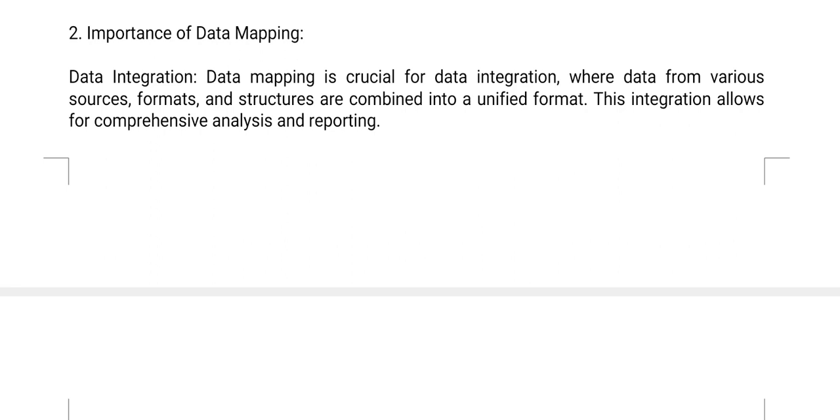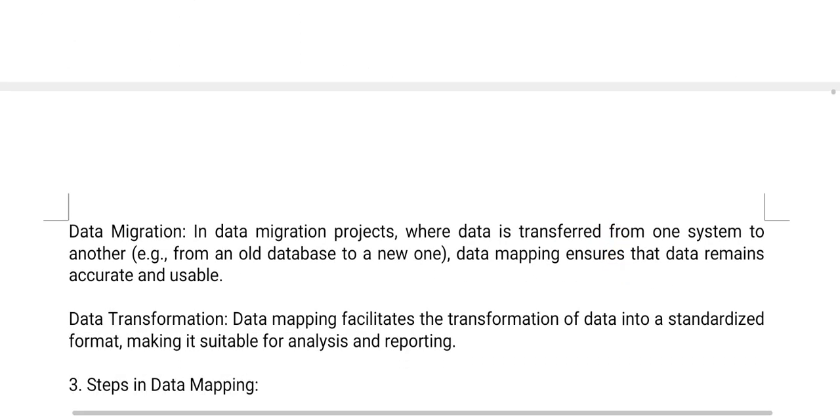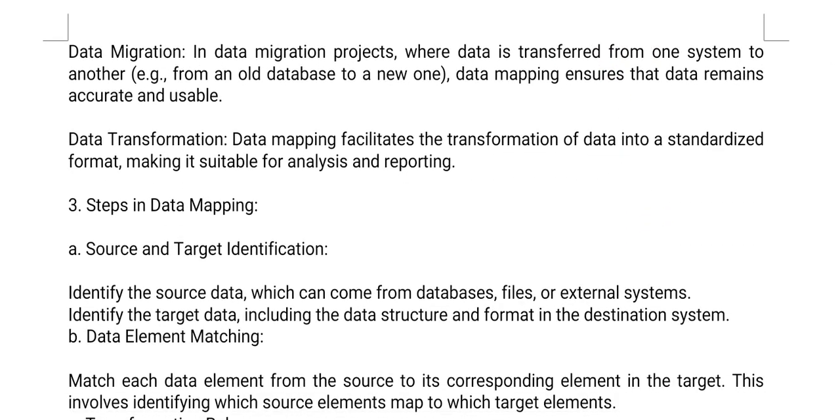Data integration. Data mapping is crucial for data integration, where data from various sources, formats, and structures are combined into a unified format. This integration allows for comprehensive analysis and reporting. Then data migration. In data migration projects, where data is transferred from one system to another, from an old database to a new one, data mapping ensures that data remains accurate and usable. Then data transformation. Data mapping facilitates the transformation of data into a standardized format, making it suitable for analysis and reporting. Steps in data mapping.